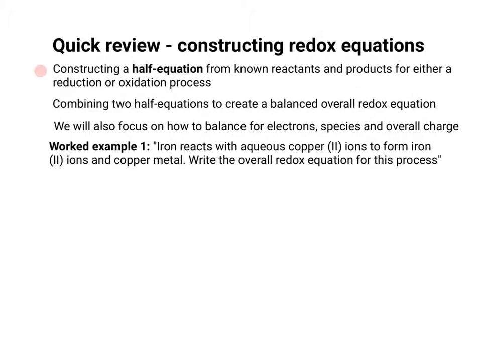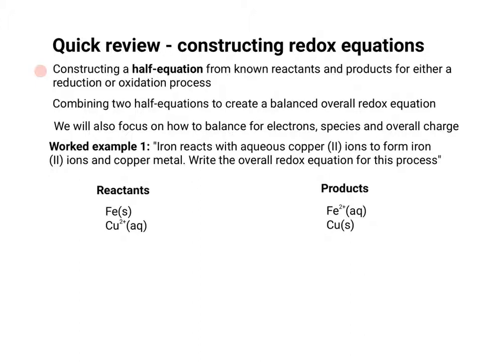So in this worked example, it tells us that iron reacts with aqueous copper 2+ ions to form iron 2+ ions and copper metal. And it asks us to write the overall redox equation for this process. So you'll also put a red dot next to where it says constructing a half equation, because that's what we've got to start off by doing. So we know what the reactants and products are, so we need to write those out.